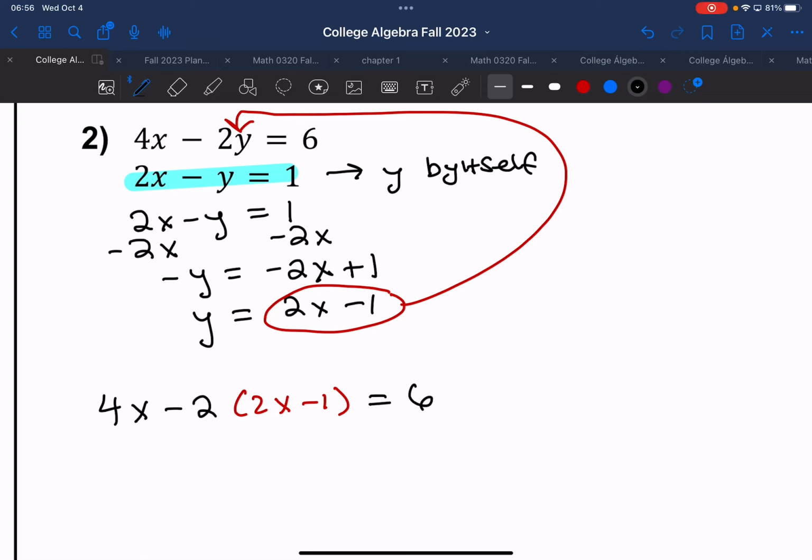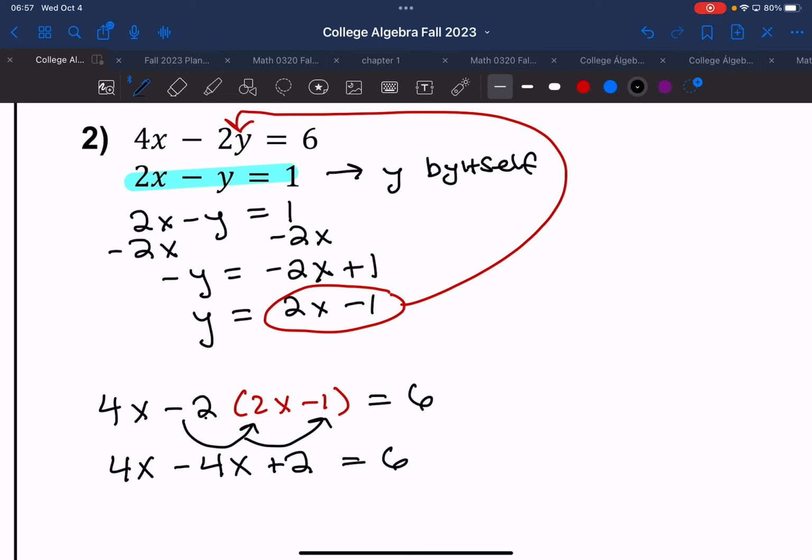Okay. Notice how this equation is now all in terms of x. So we are going to be solving for x here. So we need to first do what? Distribute the 2 or the negative 2? Good, the negative 2. So I have 4x, and then negative 2 times 2x is negative 4x. Negative 2 times negative 1 is positive 2, is equal to 6.